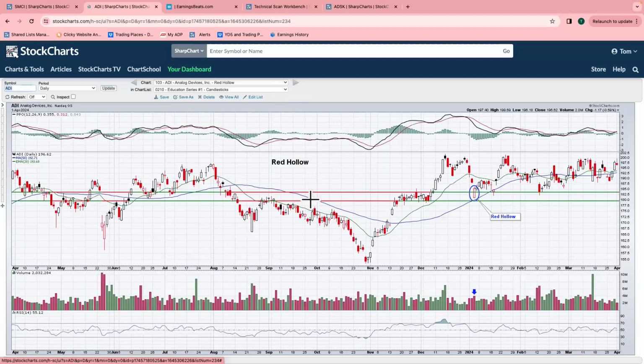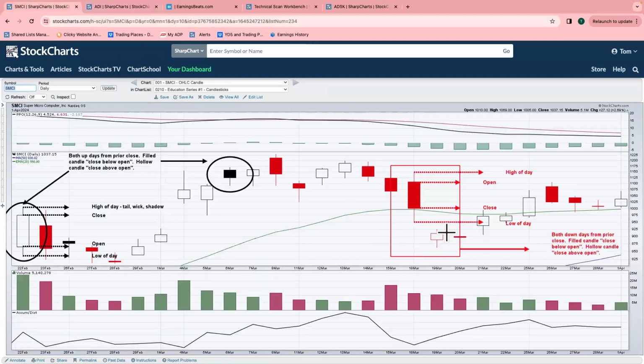Let's move on. Red hollow candle. If we go all the way back to the beginning, remember, here was the red hollow candle, right? This was off of a downtrend, a red hollow candle, and it ended up going higher. It served as a nice reversal.